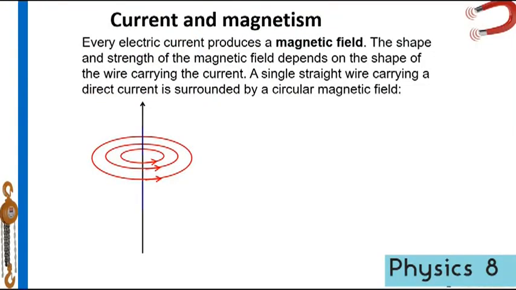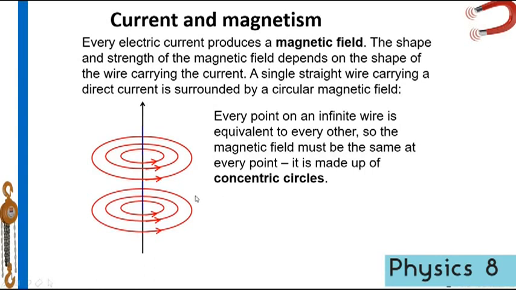Every electric current produces a magnetic field. And depending on the shape of the wire, you will have a specific shape in terms of the magnetic field. Now, a single straight wire which carries a direct current is going to be surrounded by a circular magnetic field, and this is illustrated in the diagram.